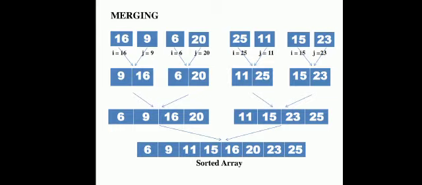In the next step, we merge these two sublists: the first sublist with values 6, 9, 16 and 20, and the second sublist with 11, 15, 23 and 25. After comparing and merging, at last we get a sorted array as 6, 9, 11, 15, 16, 20, 23 and 25.